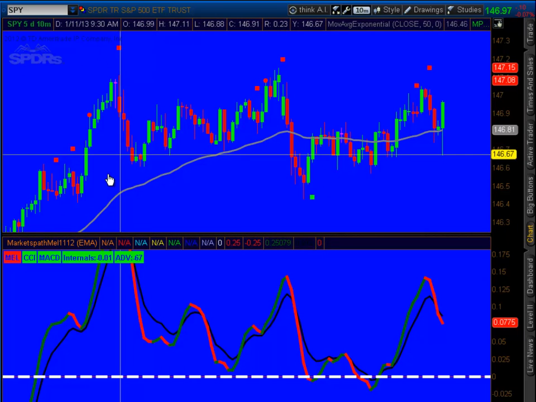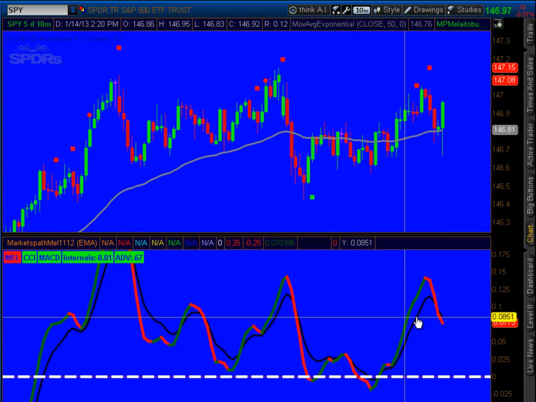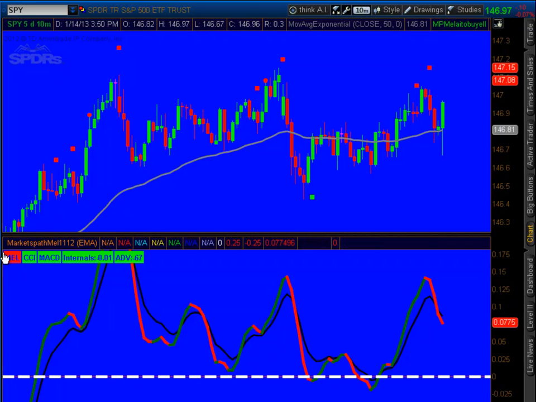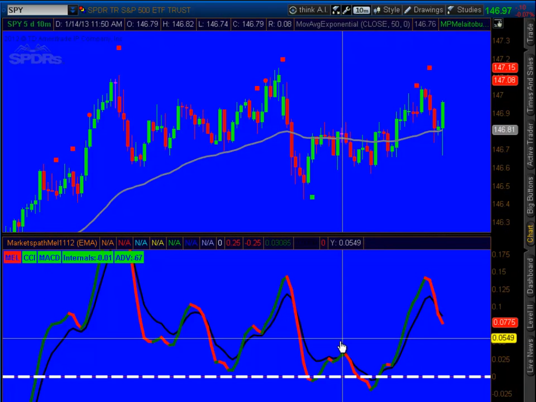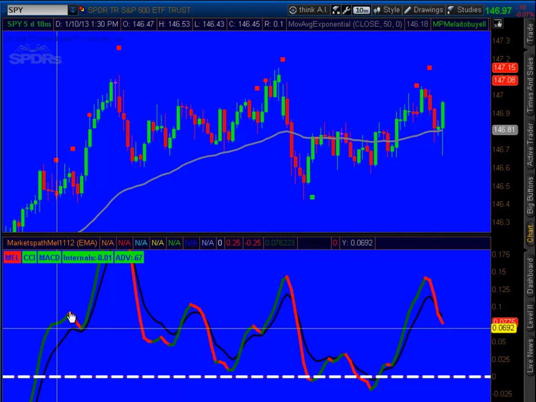So up here you can see the Mel system. This is our color coded. So we have our Mel, and right now you can see it's red. The CCI, which is invisible here, is green and heading up. And you have the MACD, that's heading up. All these are invisible. So instead of having all these lines on your chart, you just have to look up here in the box and it tells you.